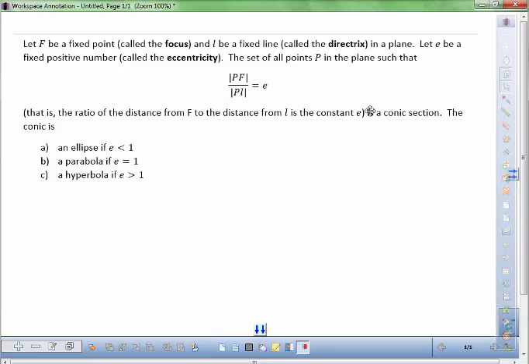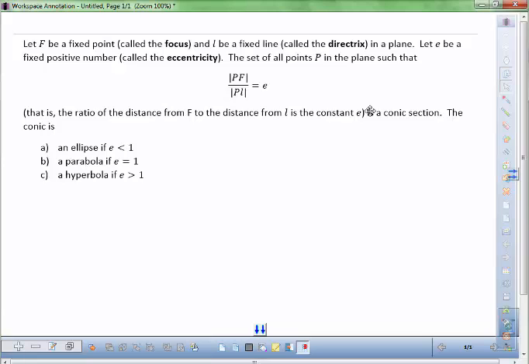And so conic section, meaning like a cone. Conic section meaning ellipse, parabola, hyperbola, circles. Those things that we looked at, things that come from slicing the cone.